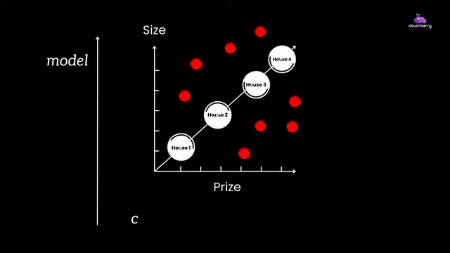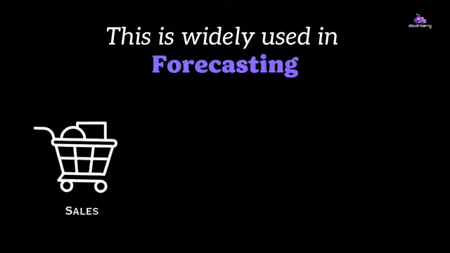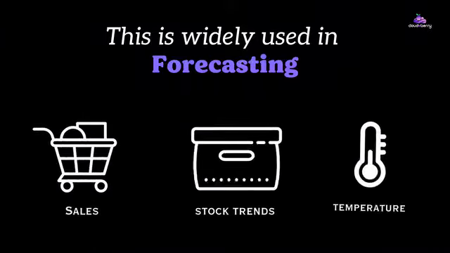Now, if a new house comes in with a specific size, you can use that line to estimate its price. This is widely used in forecasting, like predicting sales, stock trends, or even temperature changes over time.